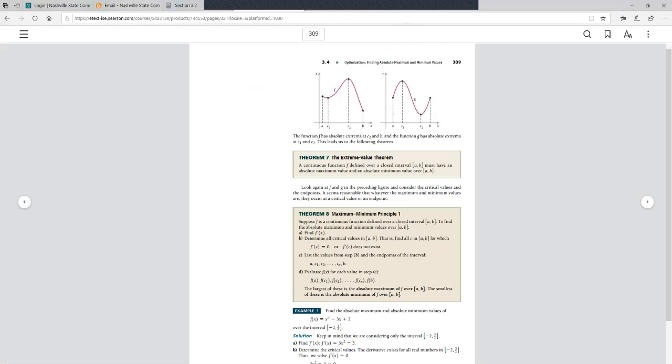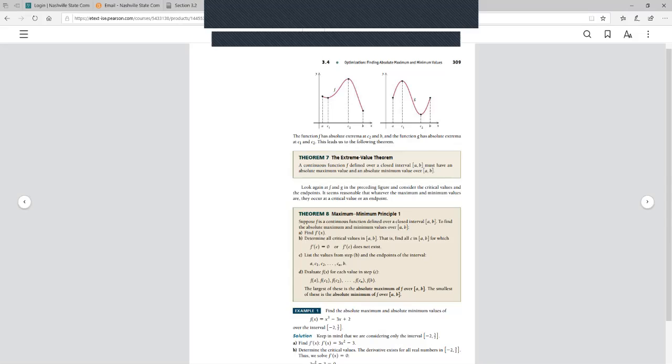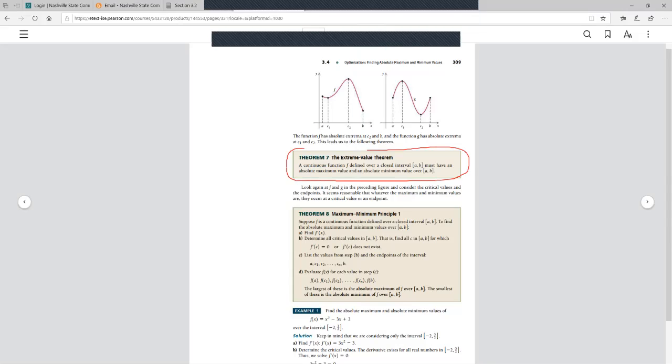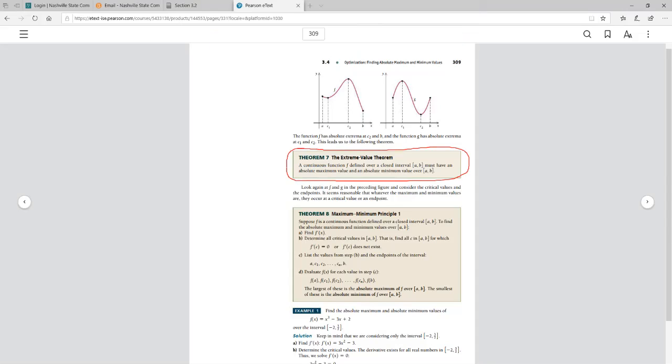Theorem 7 is called the extreme value theorem. So let's read it. The extreme value theorem: a continuous function f defined on a closed interval must have an absolute maximum value and an absolute minimum value over the closed interval from a to b.